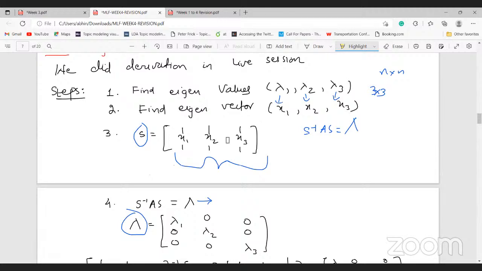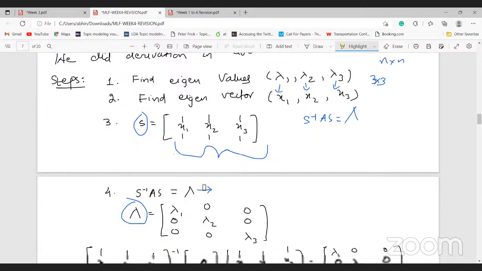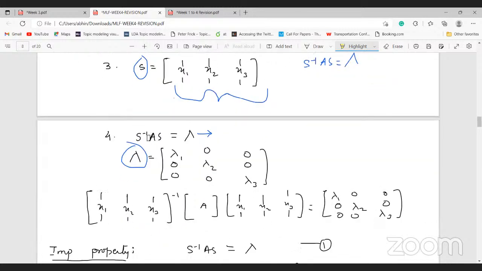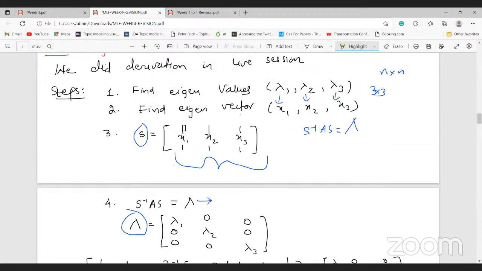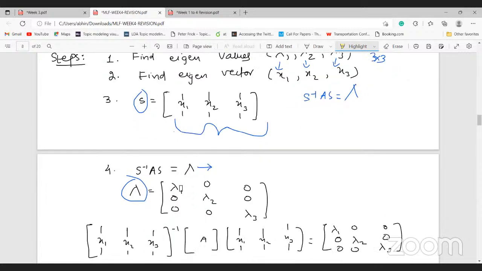Then the largest eigenvalue we take first, right? See, again, it is a convention that we use. When you decompose it and you use this S inverse A S, then lambda 1 will come here, corresponding to the x1 that you take here. So it can be largest, smallest, whatever you take. But in general, we take lambda 1 as largest, lambda 2 second largest, lambda 3 smallest. It is not a mathematical rule, just a convention.